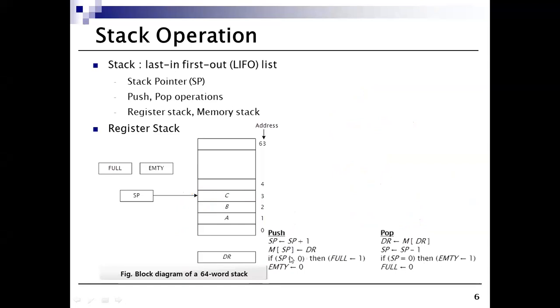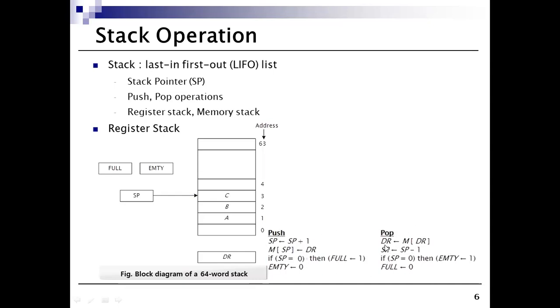So for push, SP is incremented by 1, and in that place, the DR contents are copied. If SP reaches 0, then I will make my full flag 1. Without any condition, my empty will be 0, because it is not empty; there is one element available in the stack. For pop, these are exactly reverse operations.